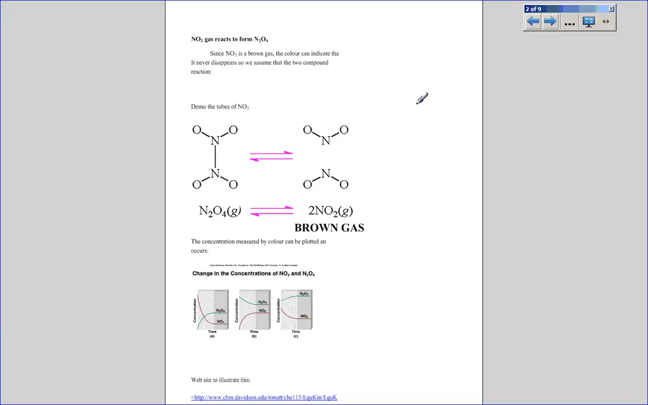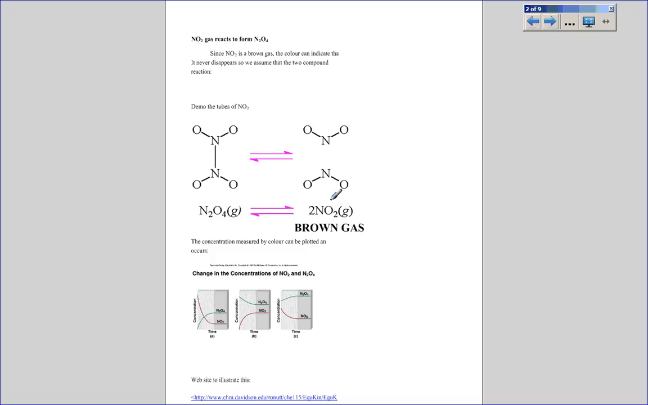Another equilibrium, a gaseous equilibrium, is one where we've got the colorless N2O4 gas in equilibrium with the brown NO2 gas. And what we'll show you is that if you've got 2 different tubes, if you look at the tube for a given amount of time, the color of the gas is not going to change. It's going to be at the same concentration of brown.